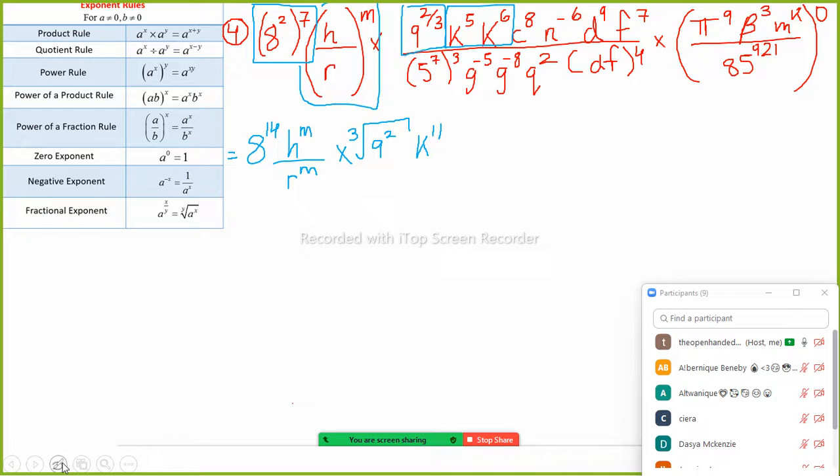Looking at this, it looks like x to the power of 3, so let me change that. This is a multiplication symbol, okay? Okay, so C doesn't go with anything, so that'll just stay. So C to the power of 8. Can't do anything with that.